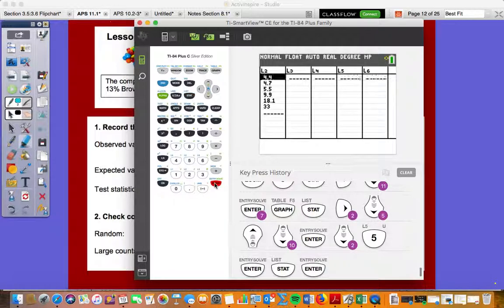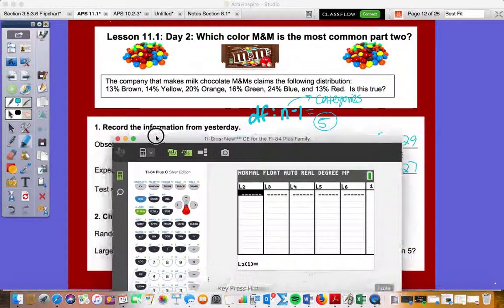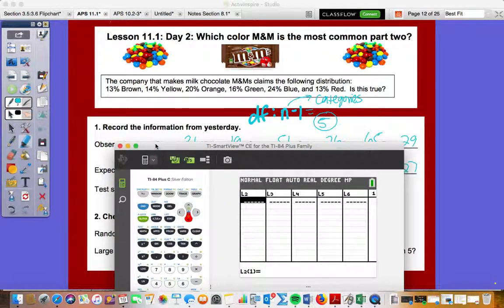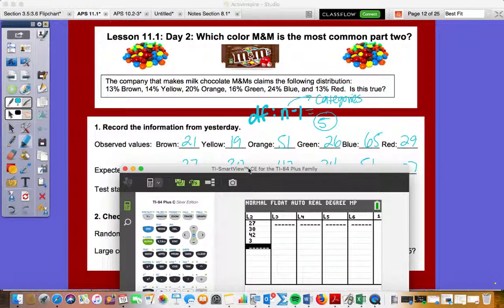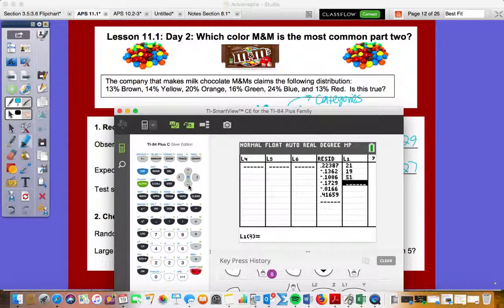So let's go into our stat and into our edit, where the expected would be the L2. We're going to put in the expected of 27, 30, 42, 34, 51 and 27. Now I'm going to go back up and over to L1, make sure I clear this, and then go down. This would be 21, 19, 51, 26, 65, and 29.